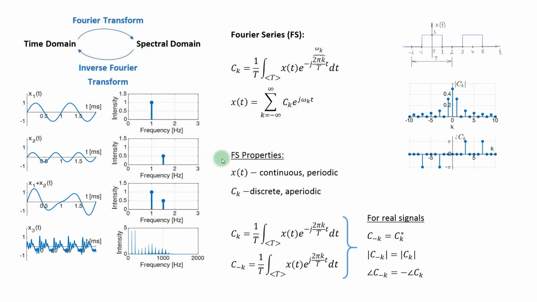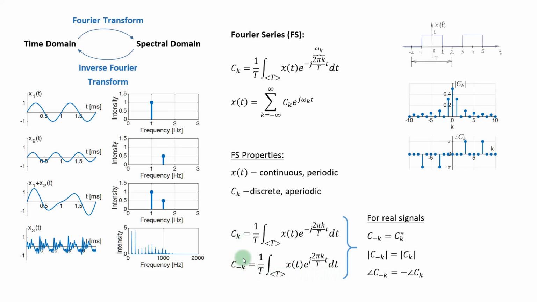Now just a few properties of the Fourier series. The Fourier series was developed for continuous time periodic signals. And note that the spectrum of the Fourier series is discrete and aperiodic. And one more thing, this is how we compute the spectrum for index k. Now, this is how we compute the spectrum for the index minus k.